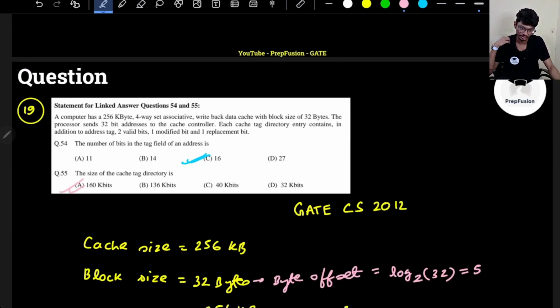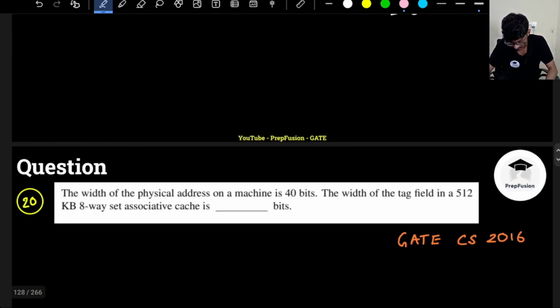So questions 54 and 55 we have done. This was in GATE CS 2012. Now let's solve the next question.